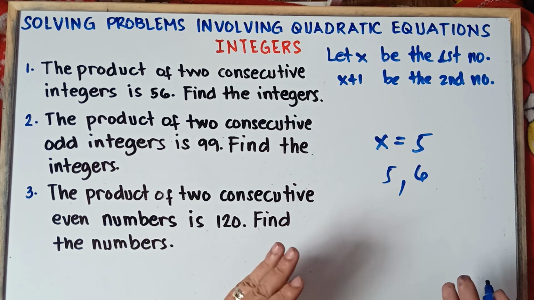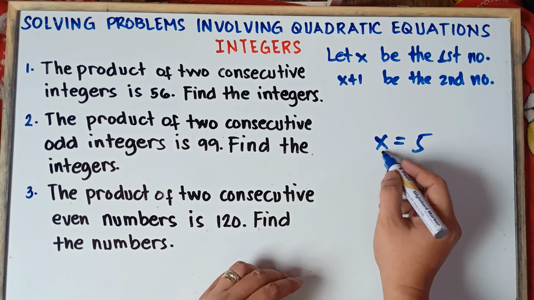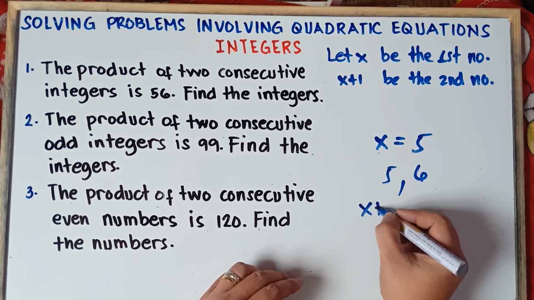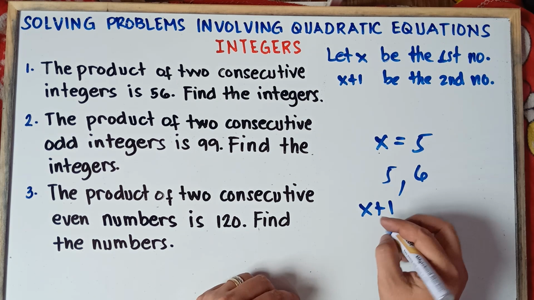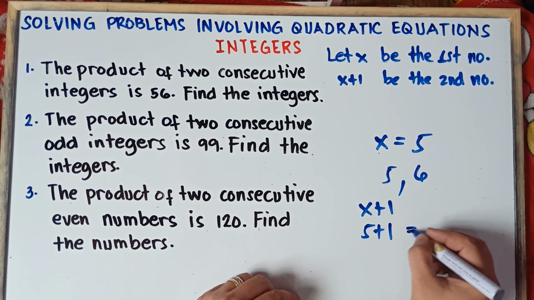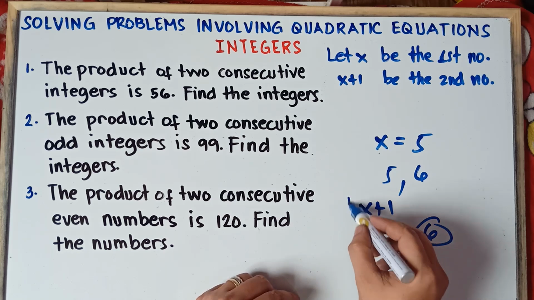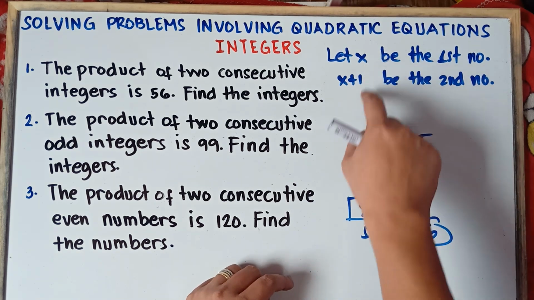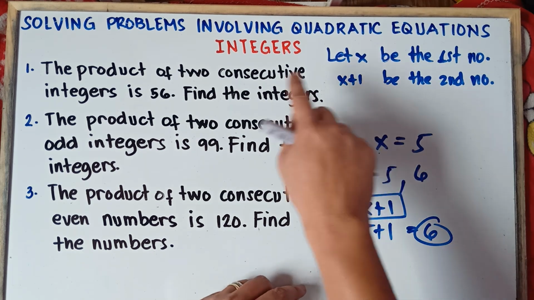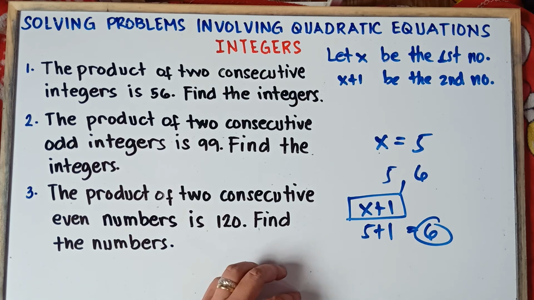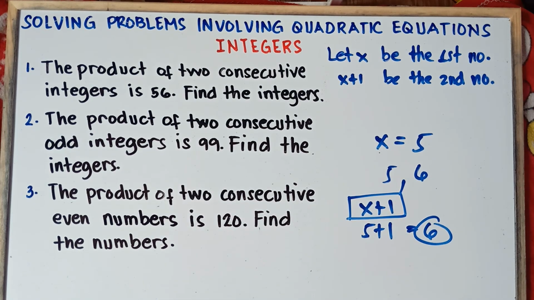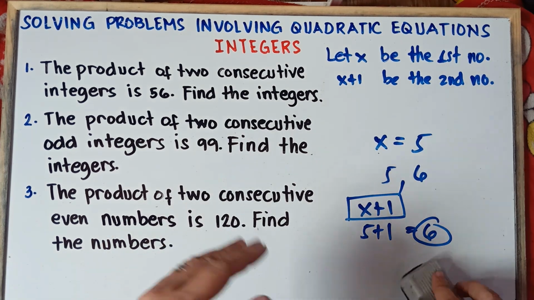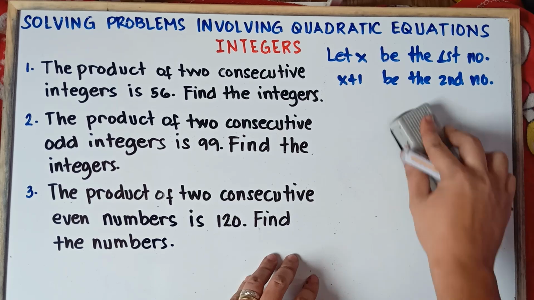Now, how will you get 6? Of course, simply add 1 to x. So that would be x plus 1, because if x is 5, 5 plus 1 would be 6. Therefore, the next number will be x plus 1. So this will be our equation: x multiplied by x plus 1, the answer is 56. So that's the thing there, class. You assume any number for x, and then the next number will be x plus 1. I hope it's clear, class, with regards to number 1.